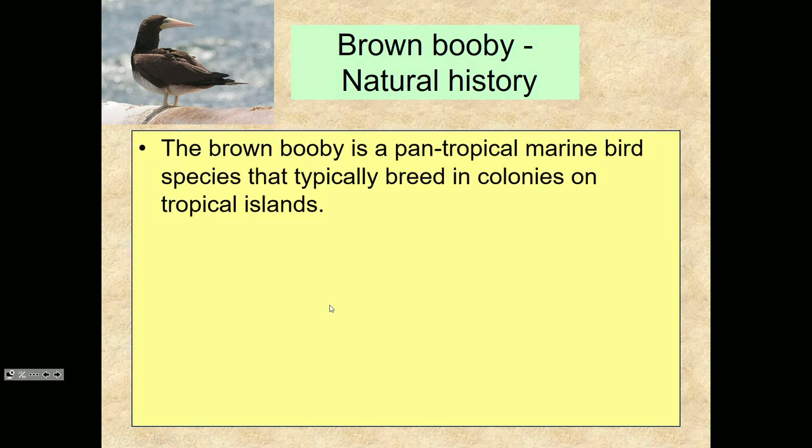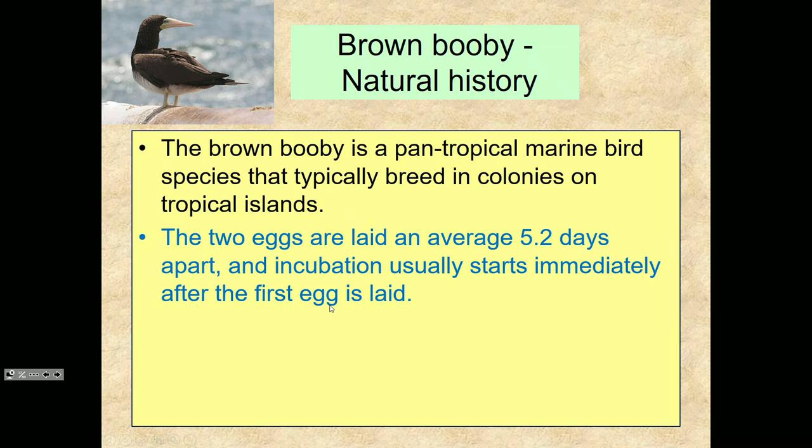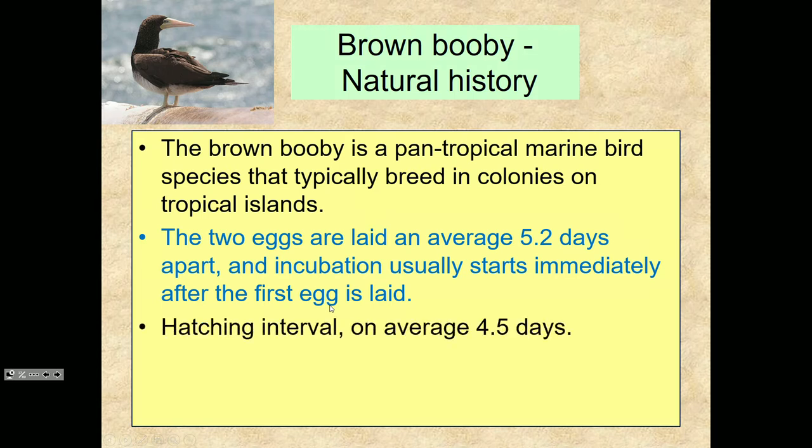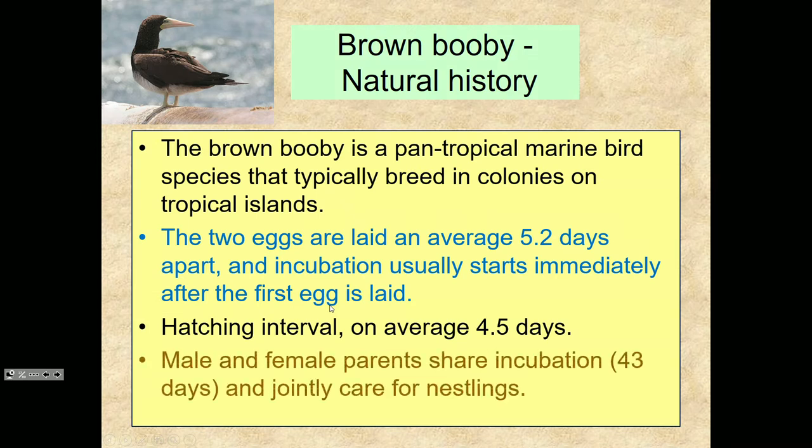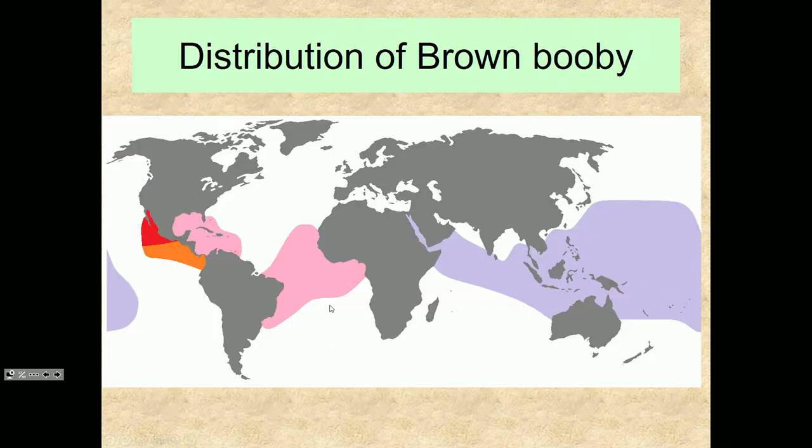So it's a pan-tropical marine bird, with typical breeding colonies on tropical islands. They lay the two eggs on average 5.2 days apart, and they start the incubation almost immediately. So then there will be a hatching interval, as you can understand, which is about 4.5 days. And as in many birds, males and females share incubation and jointly care for nestlings. So that's common in most birds, actually.